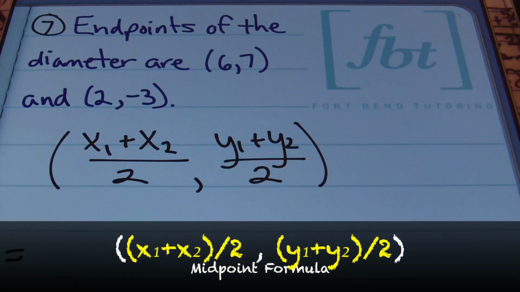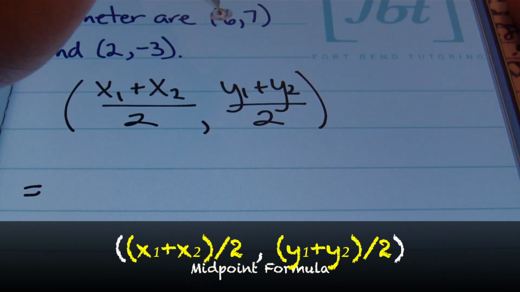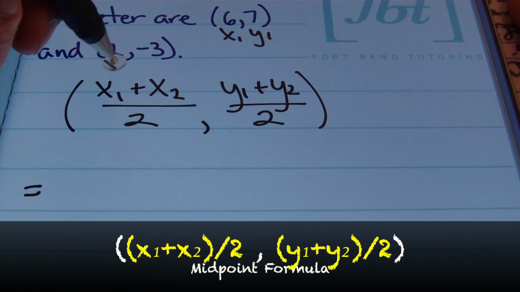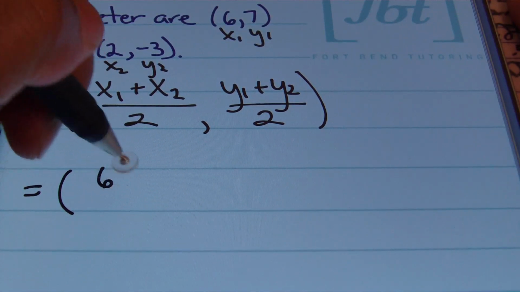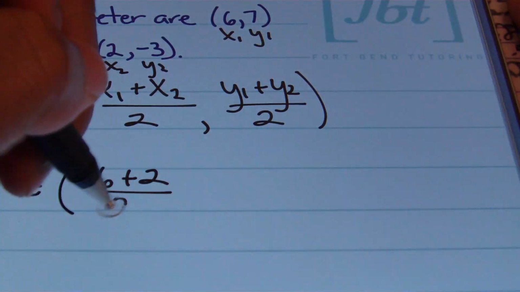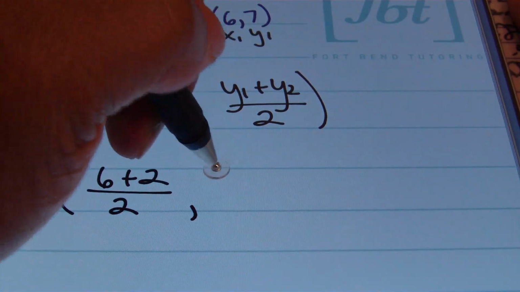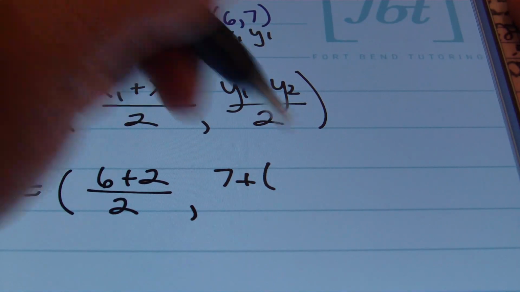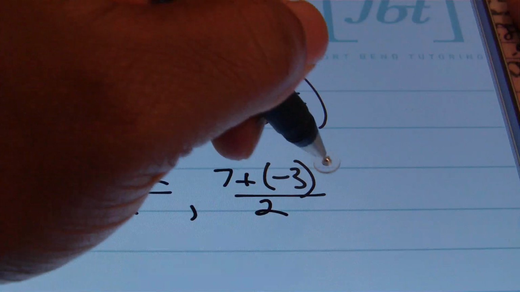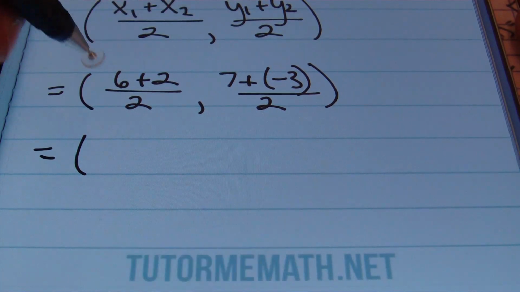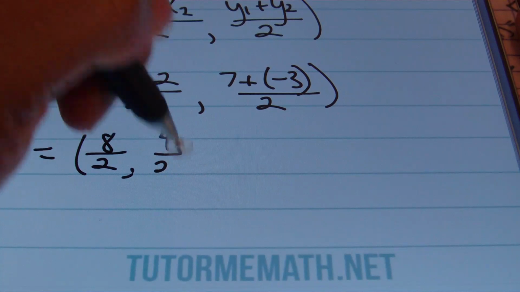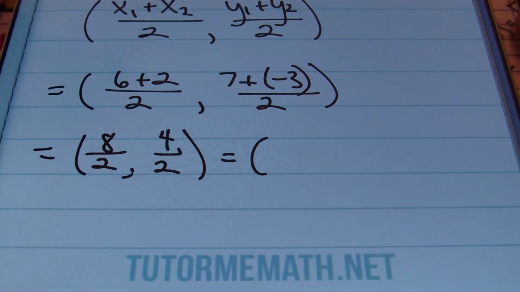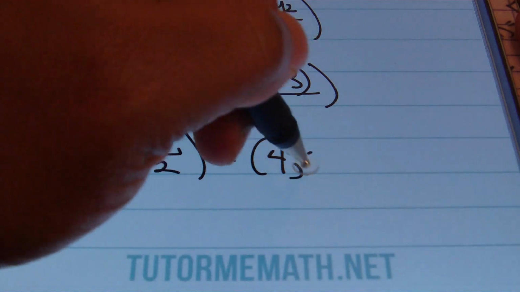All right, and then we'll be plugging in our values here. So I'm going to label these points x1, y1, x2, y2, and plug in the values here. So we'll have 6 plus 2 divided by 2, and we'll have our y1 value, which is 7, plus our y2 value, which is negative 3, divided by 2. Simplifying this, you'll have 6 plus 2, which is 8, divided by 2, and 7 plus negative 3 is the same thing as 7 minus 3, which is going to give us 4, divided by 2. That tells me that my center for this circle is going to be 4, 2.